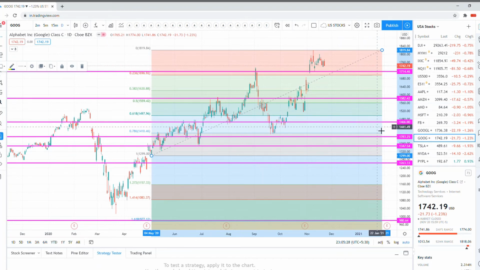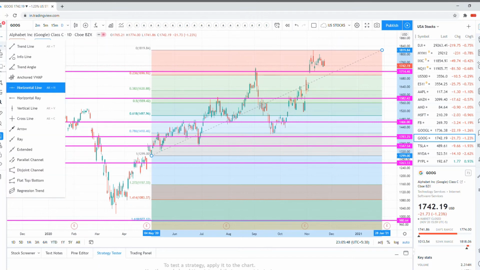No, sorry, 1466. Excuse me. And that's a perfect zone. And we can also mark the 61% retracement zone as a good support zone. As you can see, it is a good zone. I should mark it with my support line as well. And we should keep this in mind.